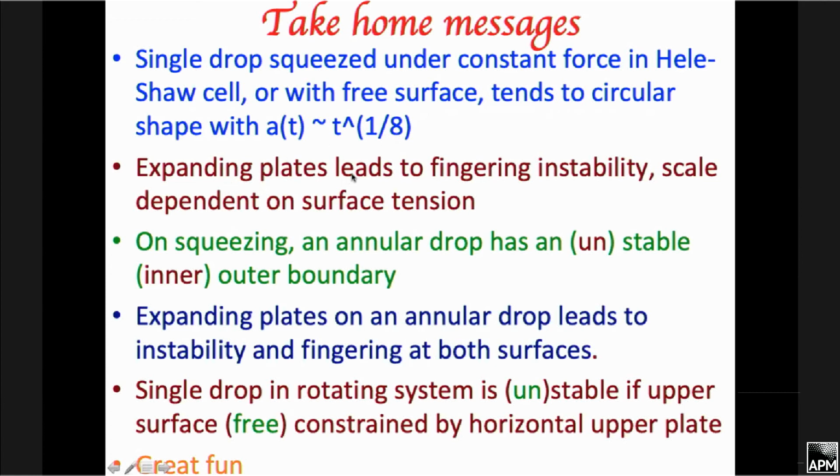When you have expanding plates, you tend to get fingering instability, and the scale of the instability depends on surface tension. And that's a form of Saffman-Taylor instability. On squeezing, an annular drop has a stable outer boundary and an unstable inner boundary. So the 2 surfaces, though they're quite close together, can have quite different forms because the air is either outside or inside, and that makes a big difference.